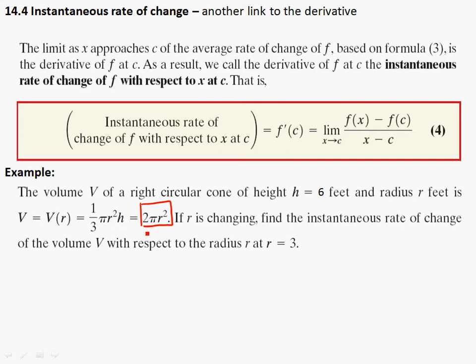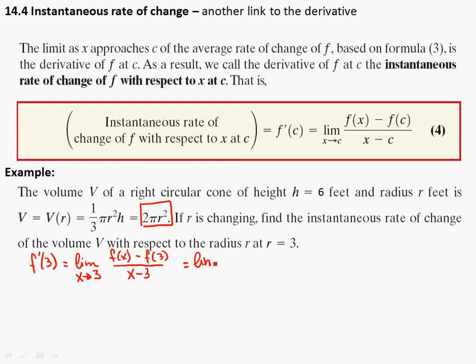And we want to find the instantaneous rate of change of the volume V with respect to the radius r, with r equal to 3. That's just a whole lot of words trying to ask you this: we need to find f prime at 3. Okay, we have this formula for that. We need x to go towards 3, so we're going to approach 3, take the function, subtract the function's value at 3, and divide that whole thing by x minus the 3 that we're interested in.